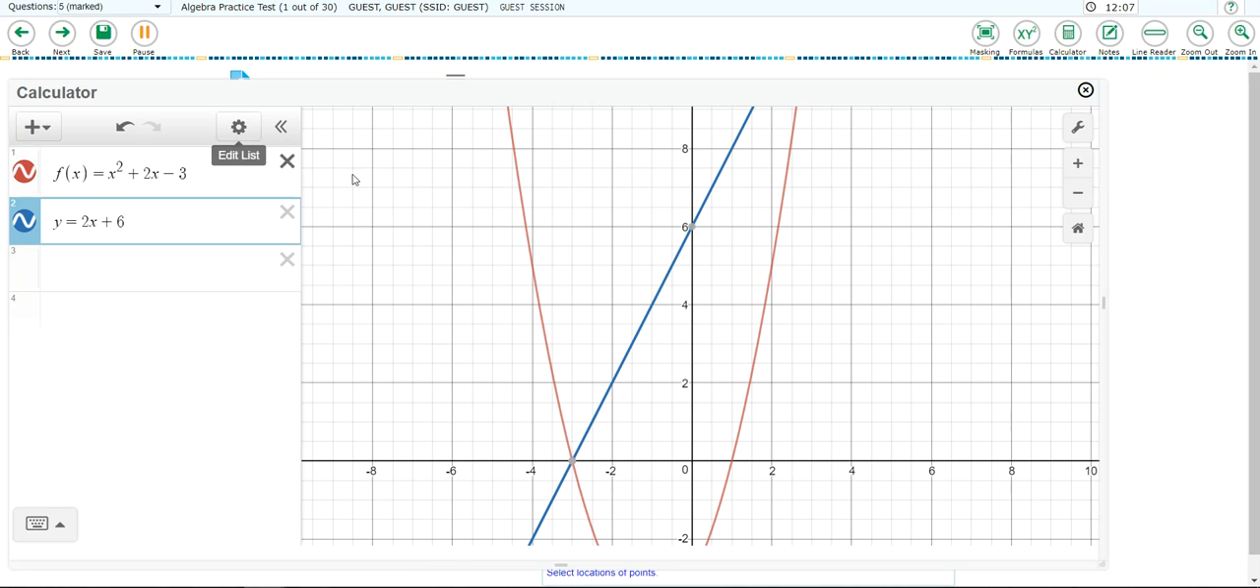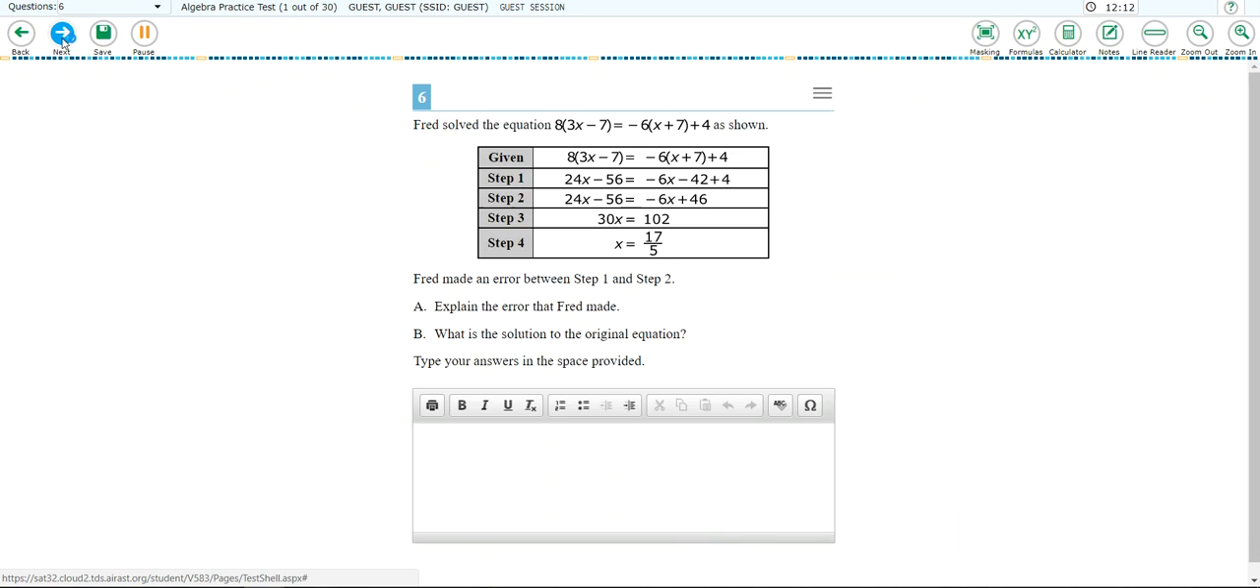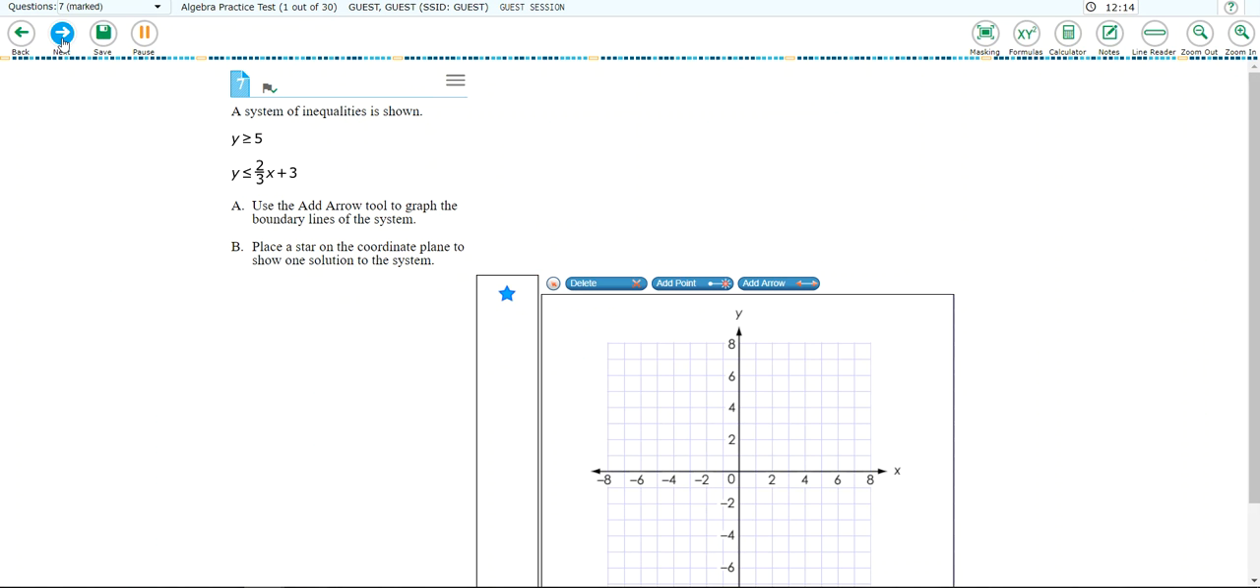I'm going to close out actually. Now I'm going to go to number 7. Number 7 is another graphing one. This says a system of inequalities, greater than, less than, those are your inequalities. And it says there are 2 parts of this. Use the add arrow tool to graph the boundary lines of the system and place a star on the coordinate plane to show one solution to the system. So there are 2 parts. So right here's your 2 inequalities.